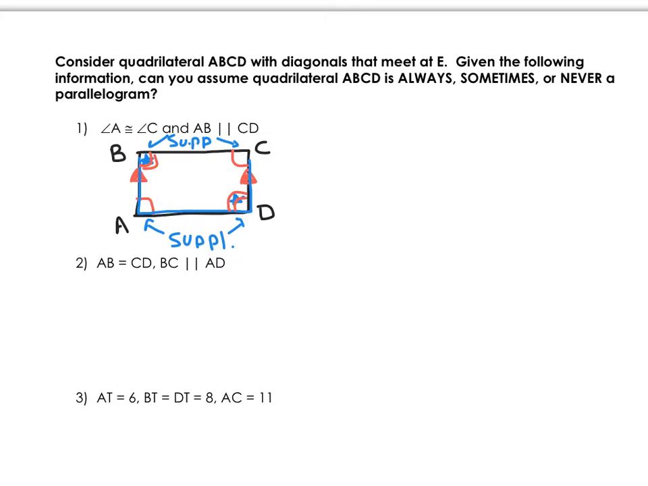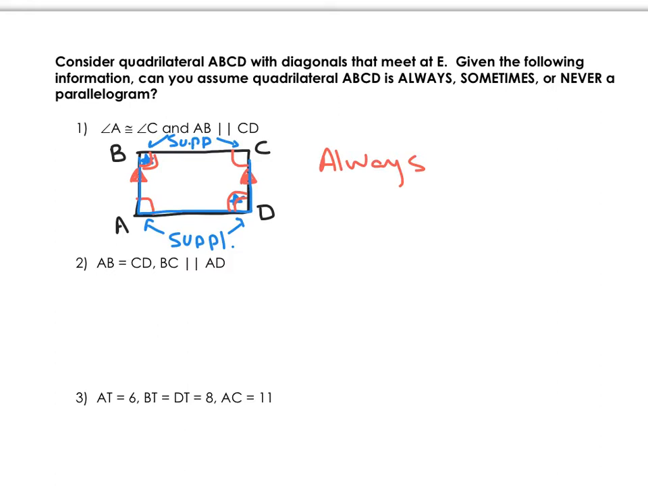If two angles are congruent to two, no, I got that backwards. If two angles are supplementary to two congruent angles, then the angles are congruent to one another. So that tells us that angle B is congruent to angle D. And then look at that. We have two sets of opposite angles that are congruent to one another. So this is always a parallelogram because it's got two sets of congruent opposite angles.